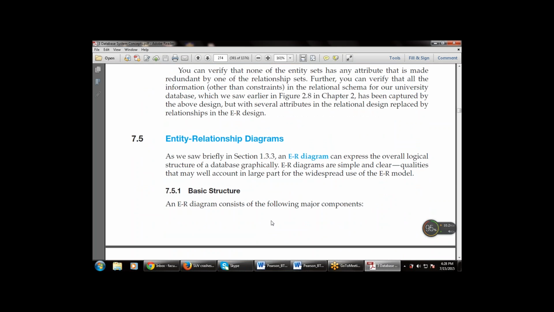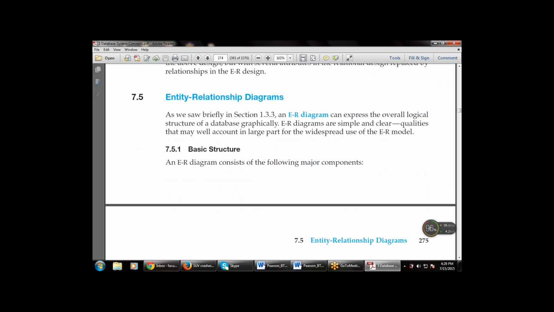So an ER diagram can express the overall logical design or overall logical structure of a database. If I want to represent the overall logical schema, or we can say the overall logical structure of a database graphically, that will be represented by using the ER diagram. So ER diagrams can be used to express the logical structure graphically. ER diagrams are simple and clear qualities that we will account in various parts of the ER model.